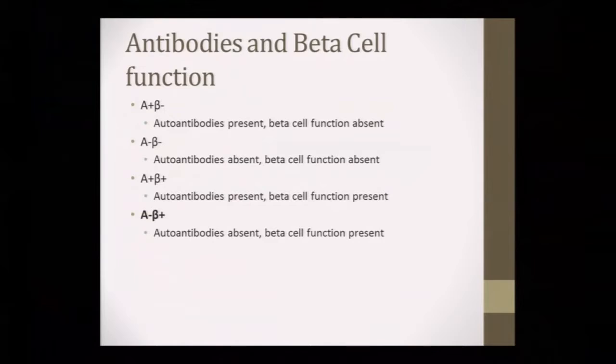So this one makes up the majority of your ketosis-prone diabetes, and then they actually have a higher rate of insulin discontinuation at 6 months. So the ones that don't have antibodies and their beta cell function is present, and that go into a ketotic state, they have a higher rate of discontinuing insulin and being non-insulin dependent.